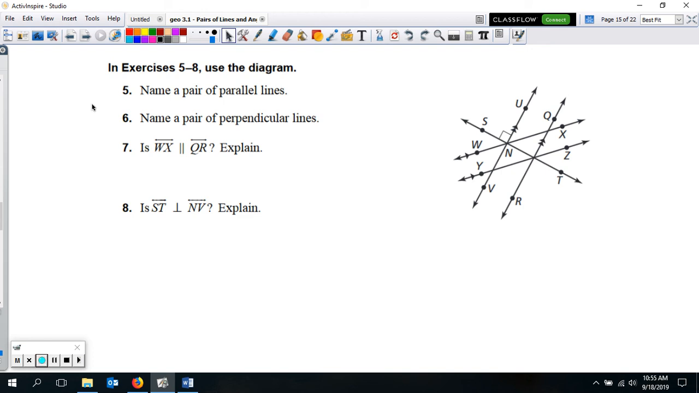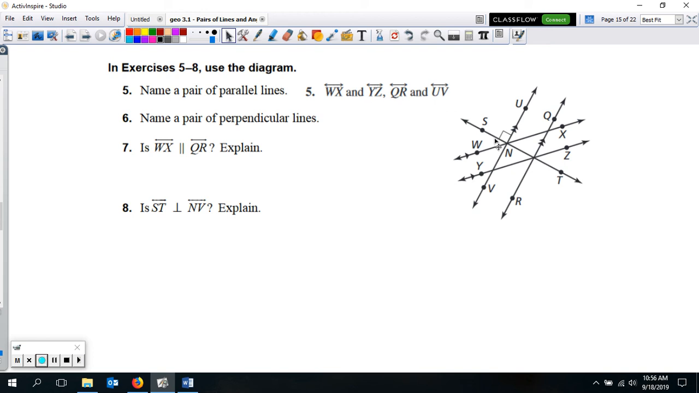Okay, so you should have paused the video and did 5 and 6. If you didn't pause it, go ahead and pause it and do 5 and 6. So if we name the pair of parallel lines, that's going to be the ones with the parallel marks here. So these two are parallel, which would be line WX and line YZ. Also these ones with these two parallel marks. See, this one has one showing these two. These ones have the two showing that those two are parallel. So VU, RQ. So those are our parallel ones.